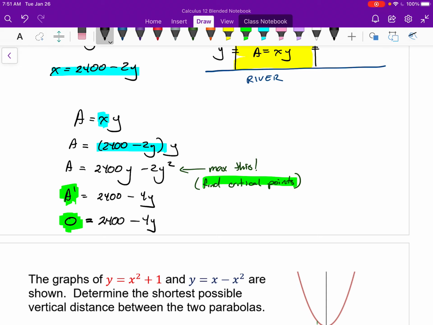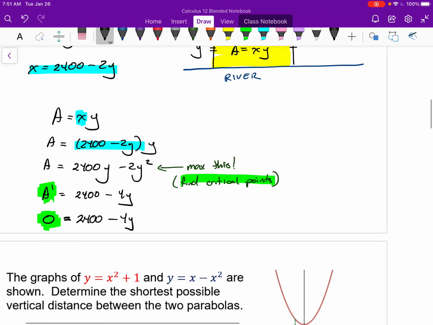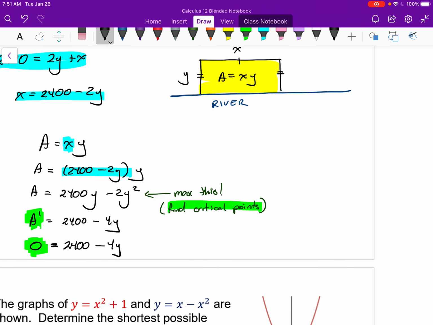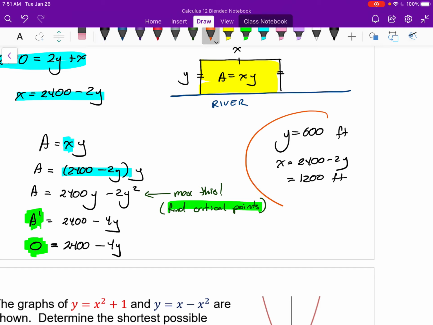Solve for y, and you get y equals 600. So maybe I'll move over here. Haven't given myself enough space. So that's the optimal measurements when y, looking at my diagram, is 600 feet. So therefore x is going to be the same as 2400 minus 2y, or in this case, 1200 feet. And those are the optimal dimensions.